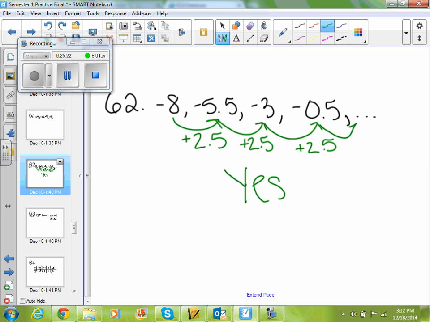Yes, all those numbers are the same, so yes, it's arithmetic. So then we find my next three terms. So what's negative 0.5 plus 2.5? 2. And 2 plus 2.5 is 4.5, and 4.5 plus 2.5 is 7. So you should have, yes, that's arithmetic. Your common difference is plus 2.5, and your next three terms are 2, 4.5, and 7.